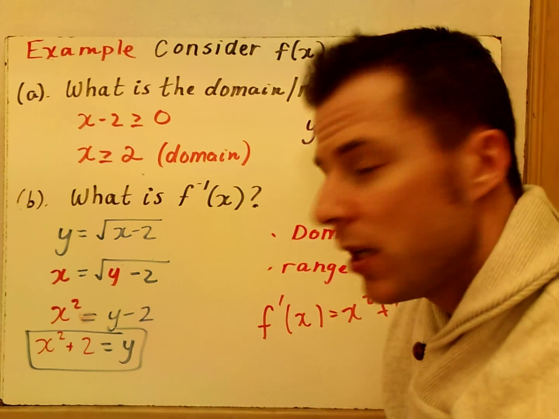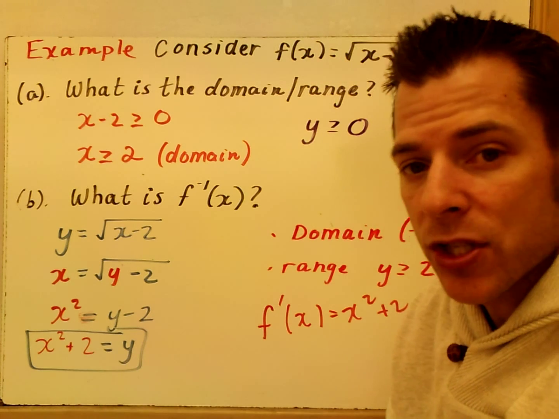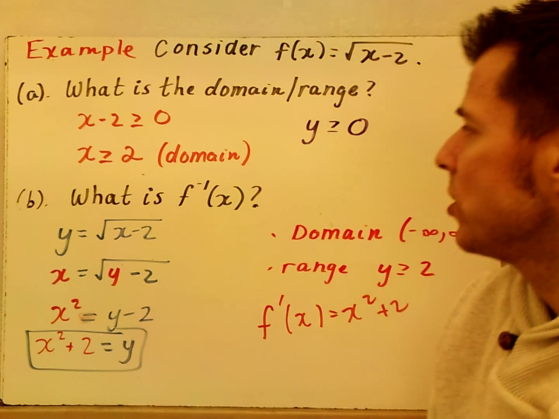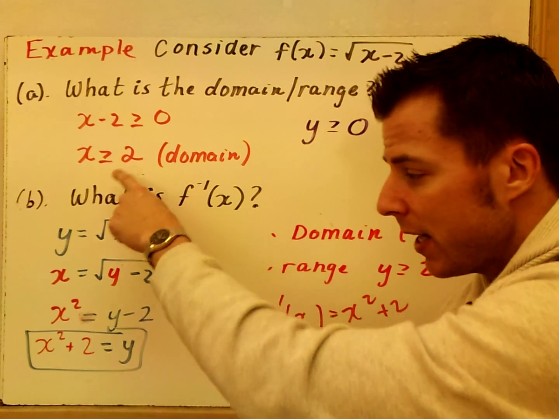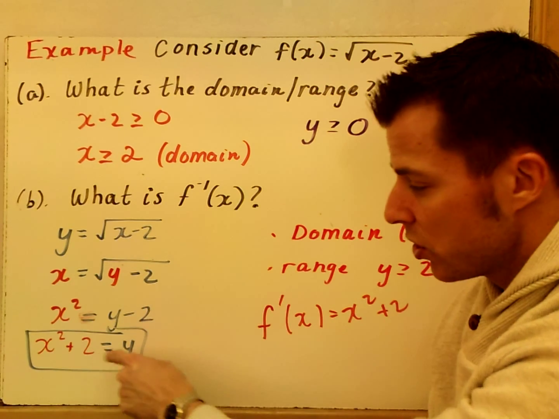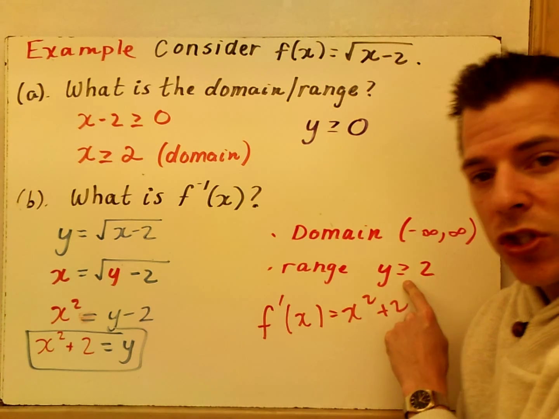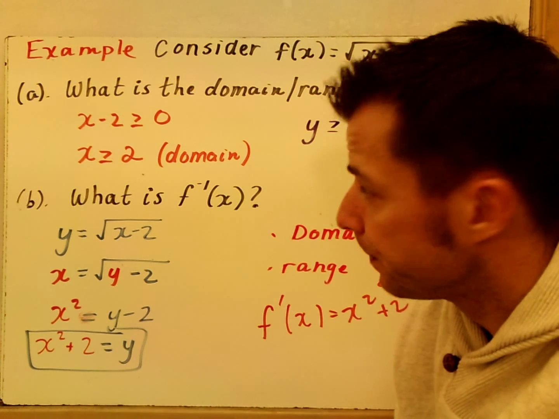Now, when we talk about the domain and range, the domain here is going to be a little bit different. It's a quadratic equation. Notice how x has to be greater than or equal to 2 here. That's the domain, so that's the range of the inverse function. So the range of this function is y is greater than or equal to 2. They switch spots.